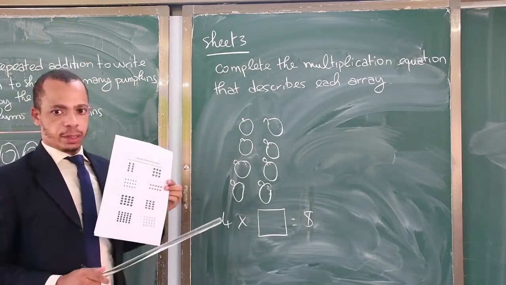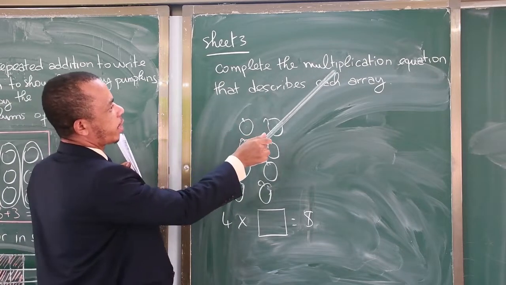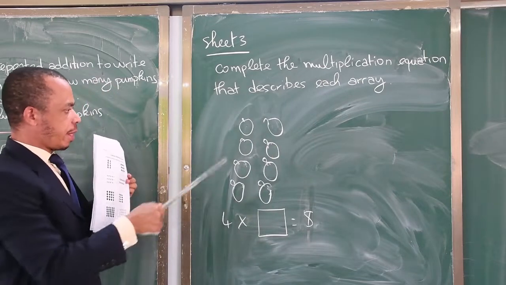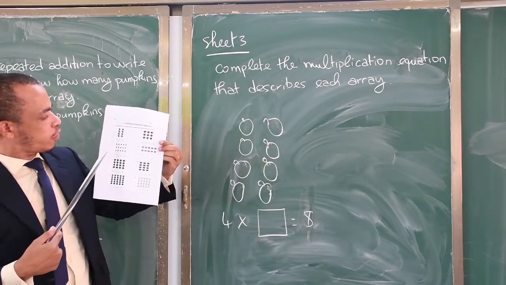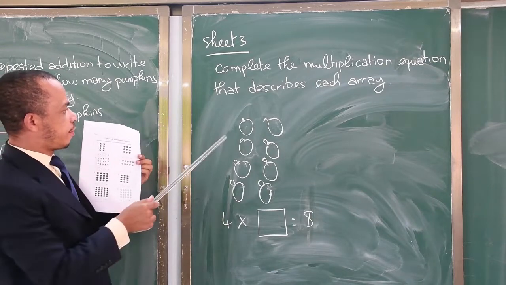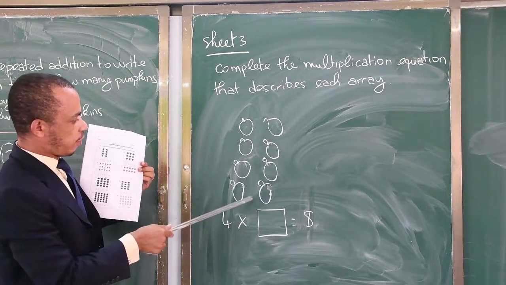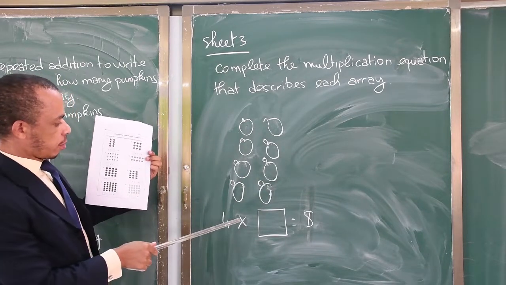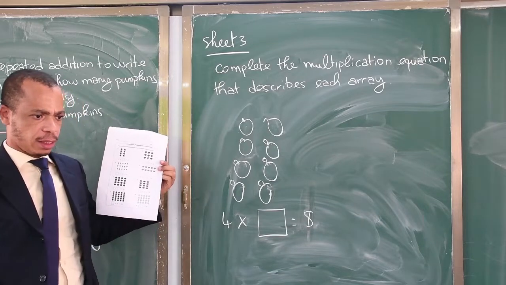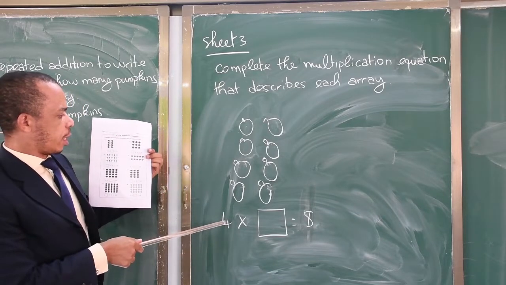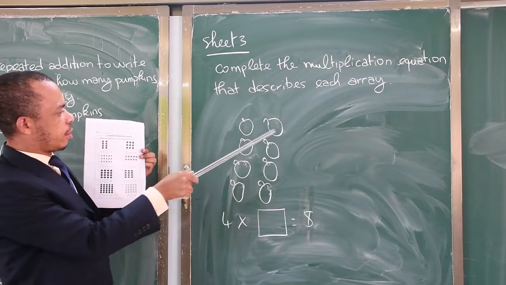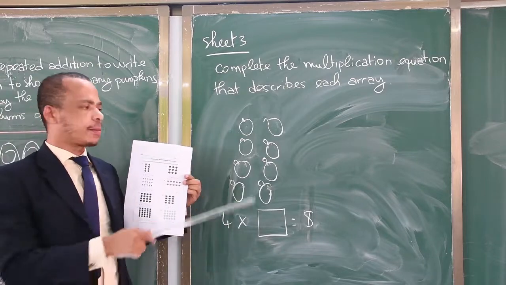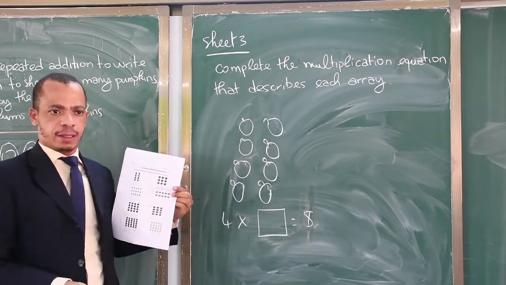Sheet 3, instruction. Complete the multiplication equation that describes each array. This is an array. On your sheets, it's an array of strawberries, okay? We have how many rows? 1, 2, 3, 4 rows. And how many columns? 1 and 2. So 4 times what equals 8? 4 is the number of rows. So 4 rows times how many columns to have 8?